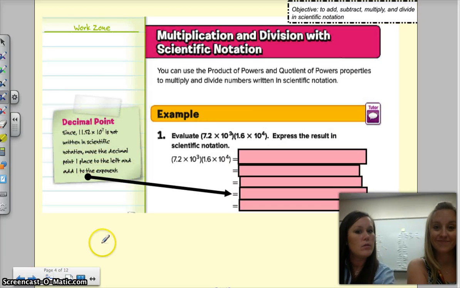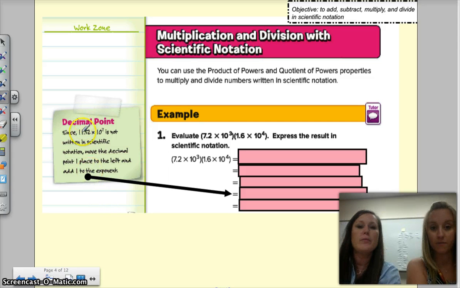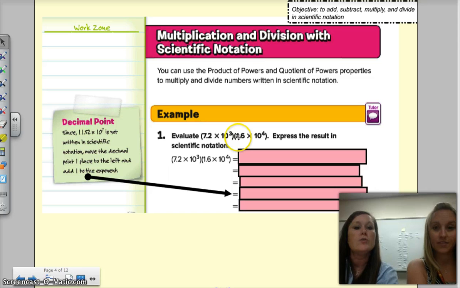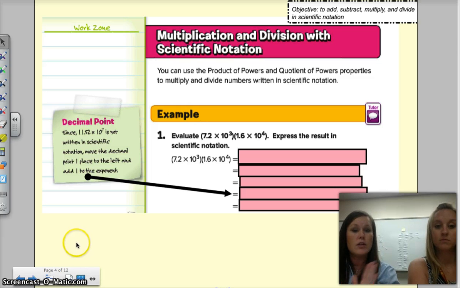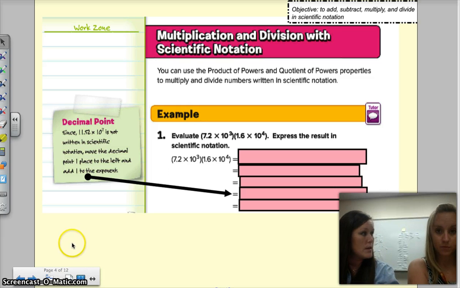So, are we doing multiplication and division? Yeah, we said we were doing that today. Okay, so you can use product of powers and quotient of powers properties to multiply and divide numbers written in scientific notation. Same stuff that we've been doing with powers of the same base. Add them if you're multiplying, subtract them if you're dividing. So first we're going to evaluate 7.2 times 10 to the third times 1.6 times 10 to the fourth.